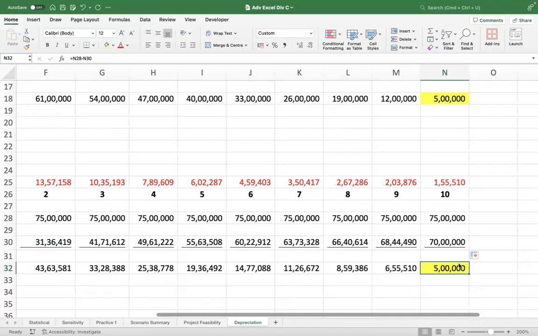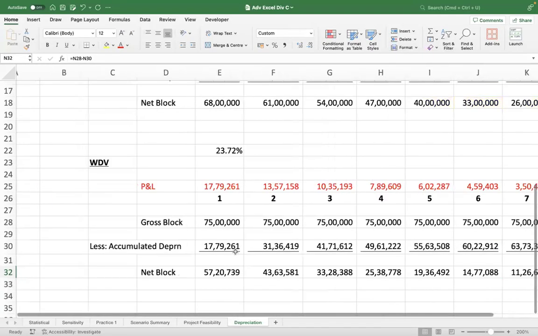But here, if you compare the SLM and the WDV, what do you see? In the straight line method of depreciation, you have equal amounts charged as depreciation from years 1 to 10. That is the useful life of the asset. But in case of WDV, it is higher in the earlier years and it keeps reducing in the subsequent years. That's why you can also validate this using the DB function. The DB is declining balance method. Now the next one is SOYD, which is sum of the years digits method.